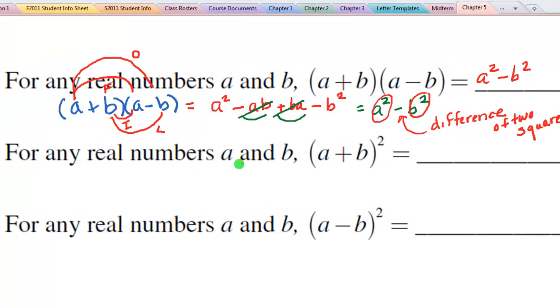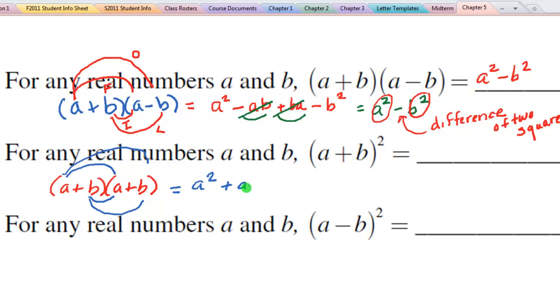This one says, for any real numbers a and b, the binomial a plus b squared equals. Okay, so let's look at that. What happens when we square a binomial? And again, we're going to use our FOIL. So first, outer, inner, and last. And so a times a is a squared. A times b is a positive ab. And then b times a, we get a plus ba. And then the last terms, b times b, we get a b squared.